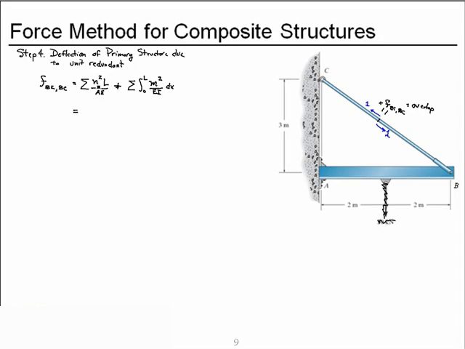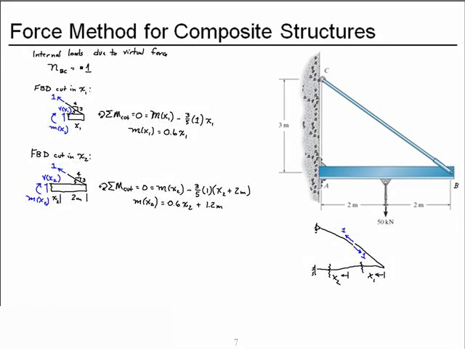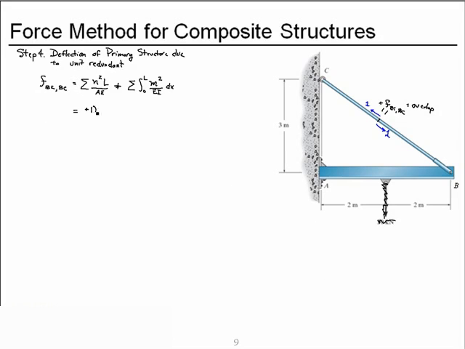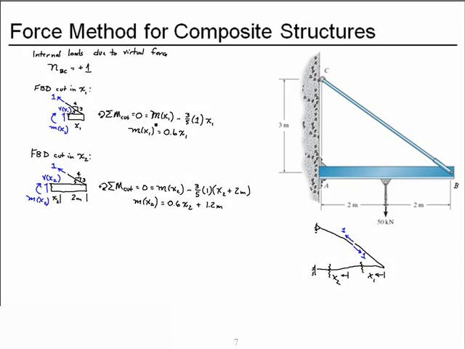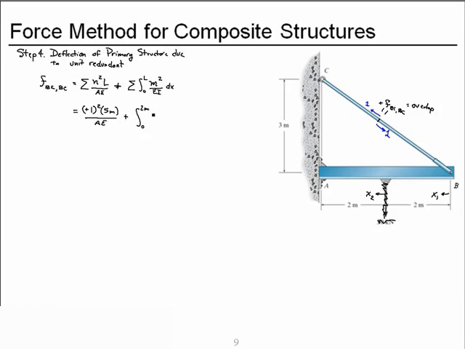So we have, for a virtual normal force, we had found it to be plus 1. We'll square that. The length of member BC, 5 meters, over AE. Then we'll integrate over the length x1, the moment we had found to be an equation of 0.6 times x1, we'll square that, divide it by EI, integrate with respect to x1.